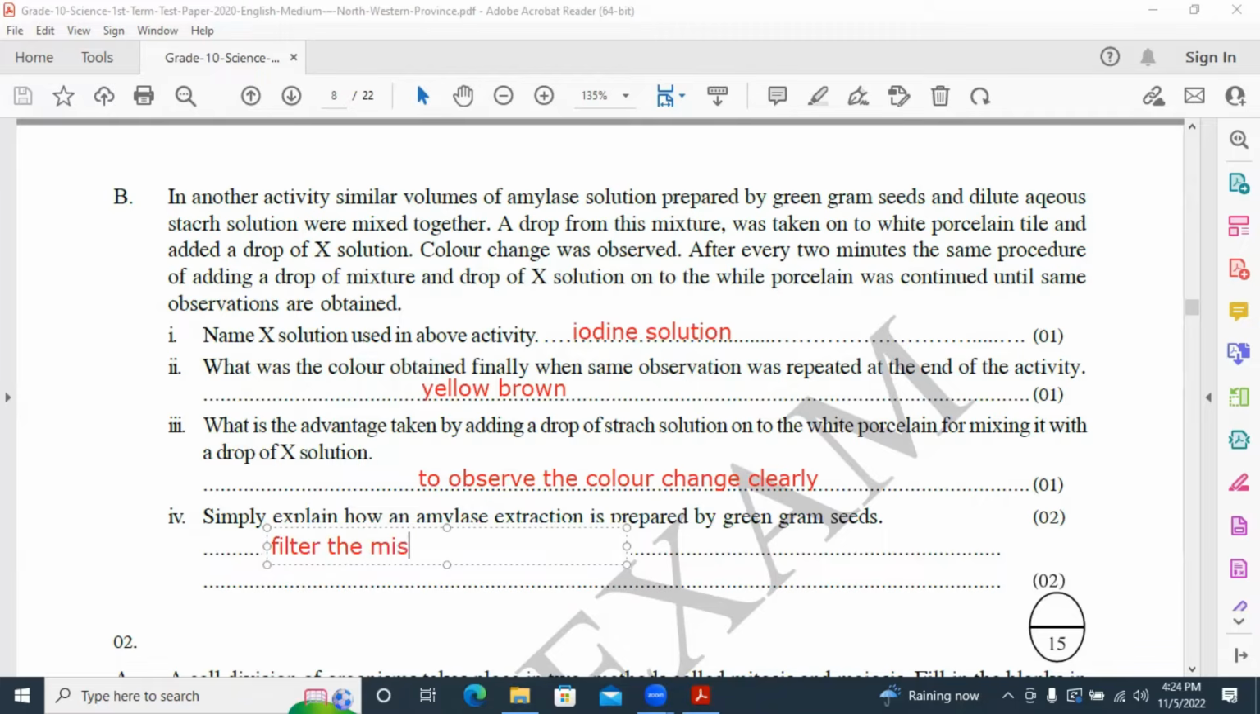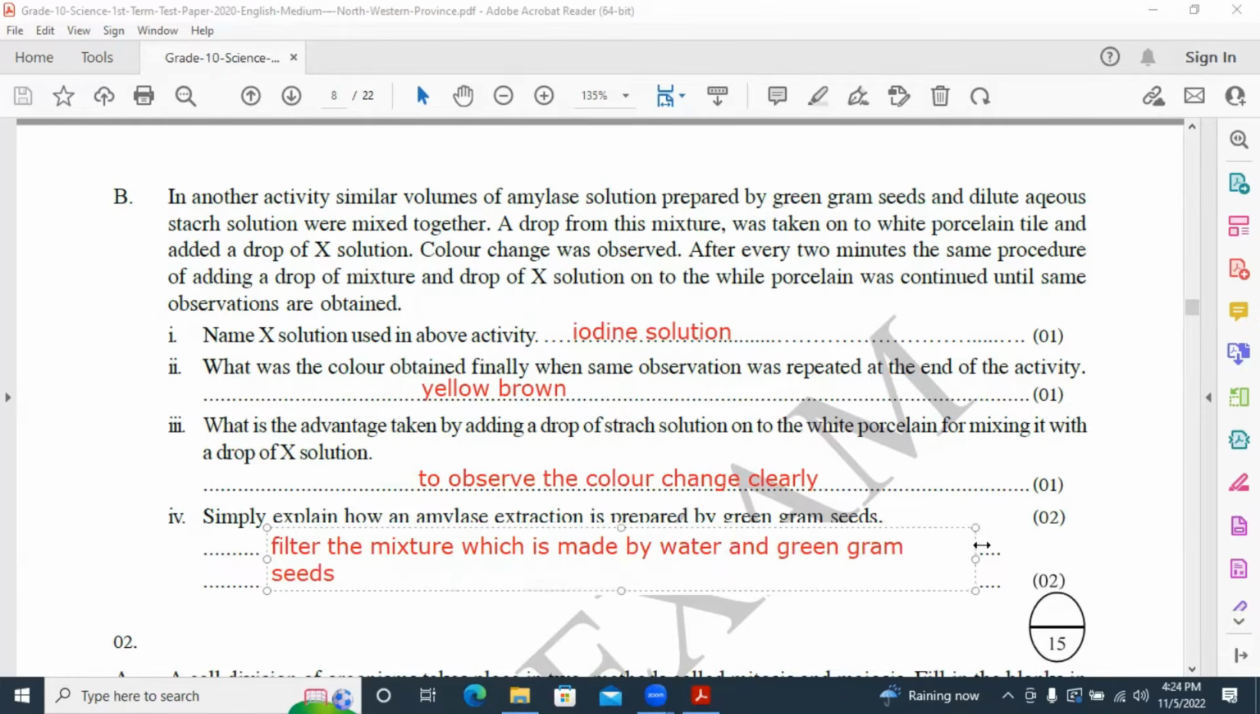Filter the mixture which is made by water and green gram seeds, and take that green gram solution, and it contains amylase.